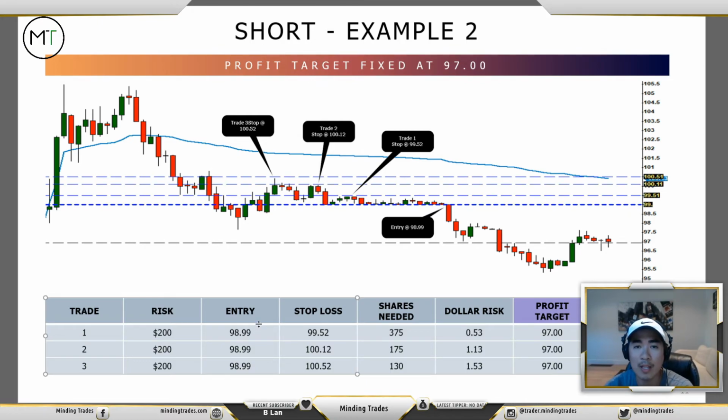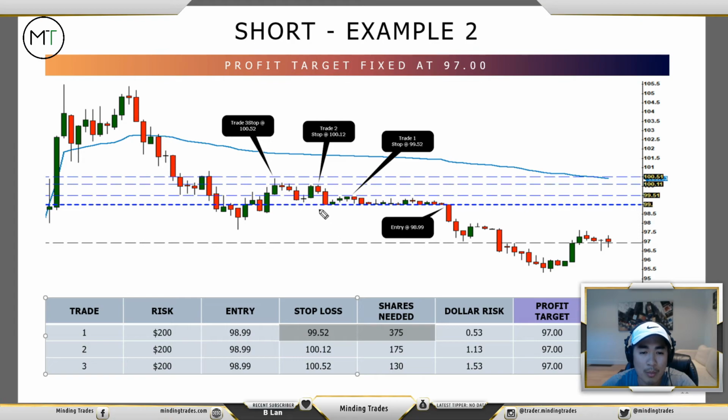98.99. We know that the stop is at 99.52. So for the $200 risk, we'll need 375 shares, basically with a stop right at this pivot. In order to get down here, that's a 3.8 to 1 reward to risk. So that's almost a 4 to 1 risk reward trade. Very tight stop, but it makes the most sense considering that this is the long base.